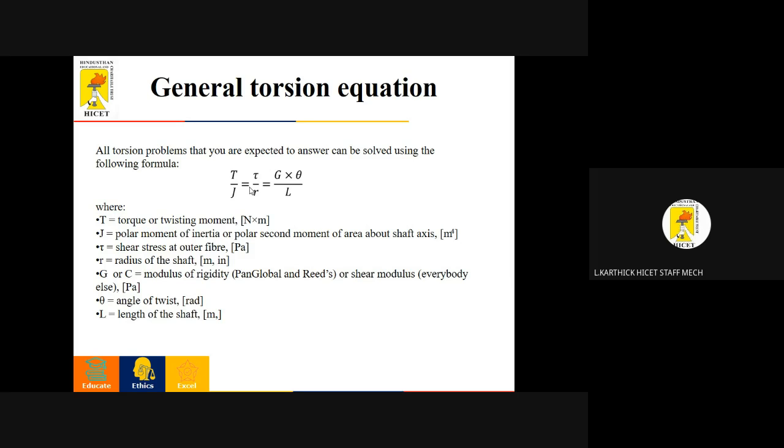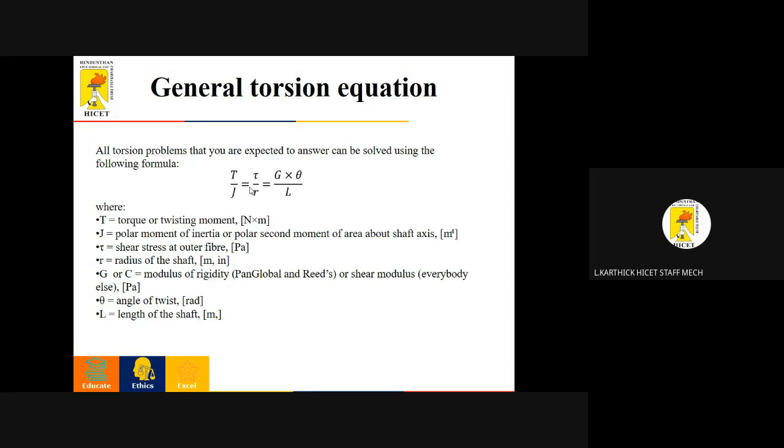Since we have two models of shaft, the solid shaft and the hollow shaft: for solid shaft, the polar moment of inertia is pi by 32 into d power 4, and for hollow circular shaft, J equal to pi by 32 into capital D power 4 minus small d power 4, with the external and inner diameters. So these are the major equations to solve whatever problems in torsion equation. For that, we know the expressions. So expression plays a major role.